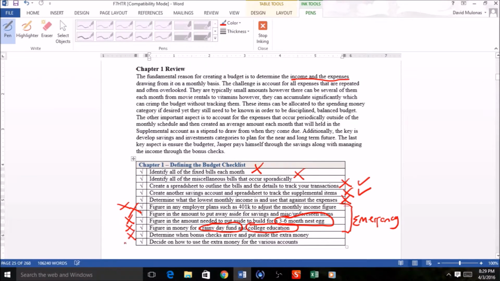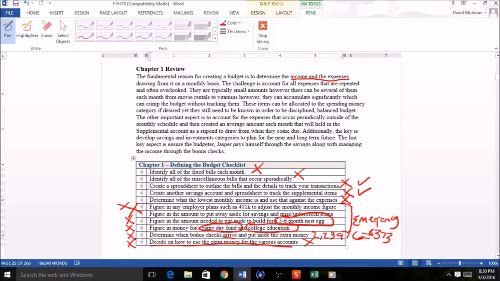Bonus checks. We just went through that in the last section. Determine when they arrive and determine how you want to use that money. So we're really saying the same thing in this last check mark: decide how you want to use the extra money for various accounts. Jasper had $2,239. He divided it by 6 and took that amount. He decided that he was going to take that money on a monthly basis and spend it. And then down here it says maybe I want to put it in other places. So that will conclude our Chapter 1 review.